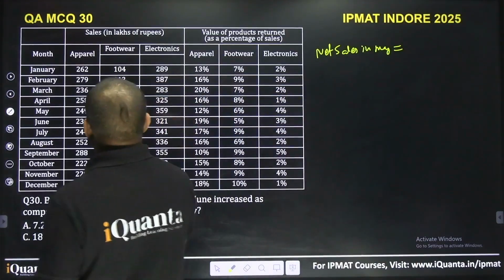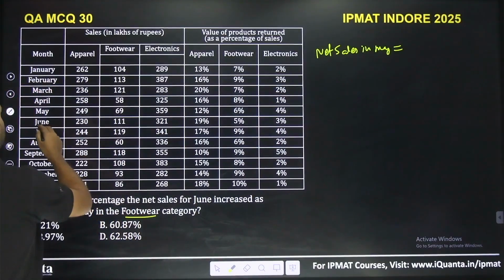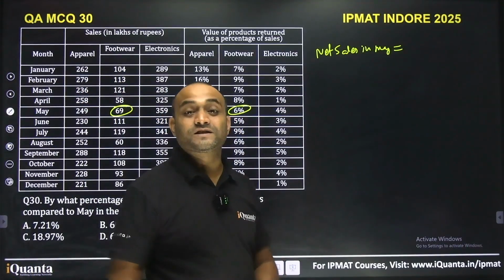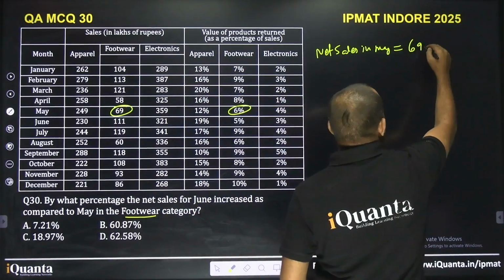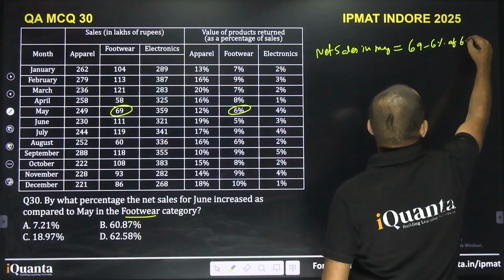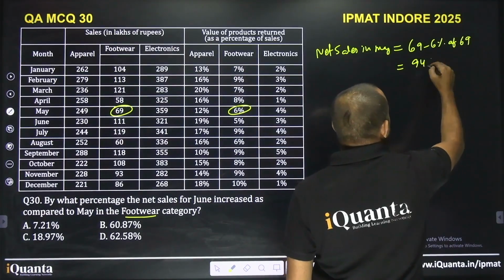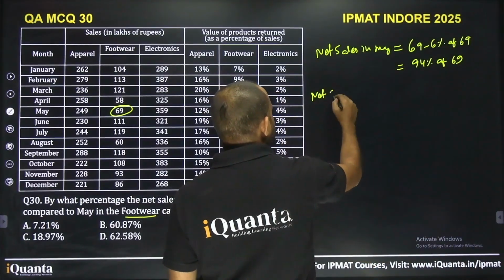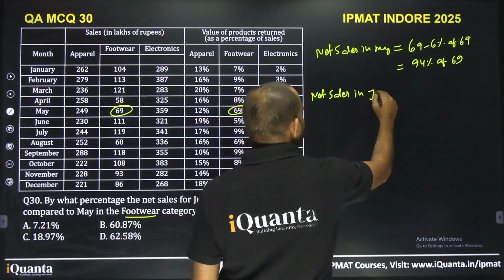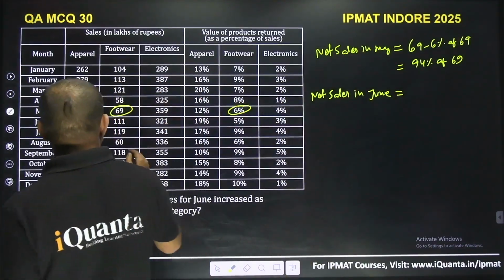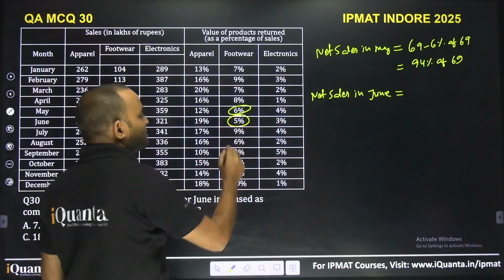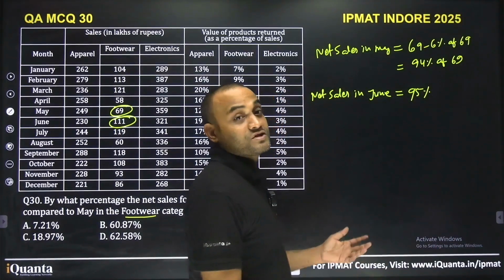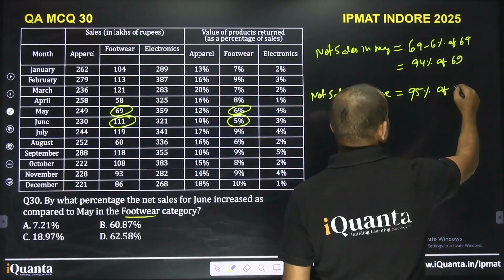In case of May, for the footwear category, the value is 69 and the decrease is 6%. So if you decrease 6%, what will happen? 69 minus 6% of 69, which we can also say is 94% of 69. Now what about the net sales in June? In case of June, the total sales is 111 and the return is 5%. So if I return 5%, 95% is left, so 95% of 111.